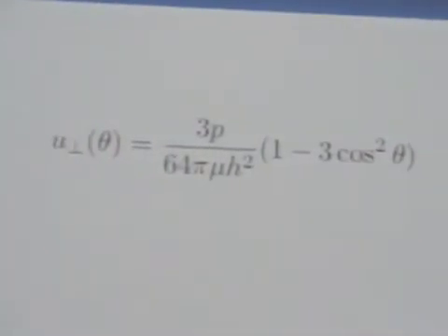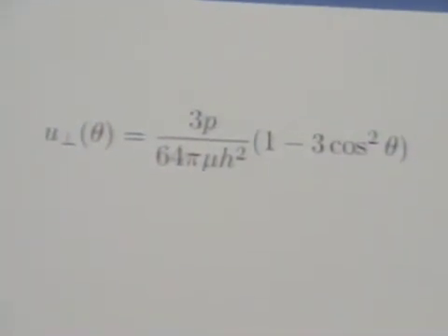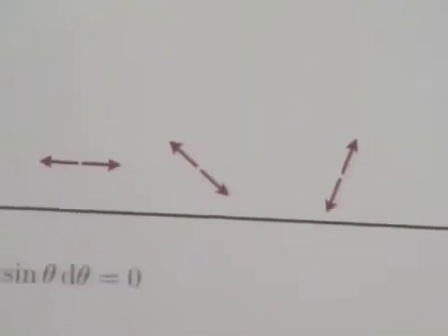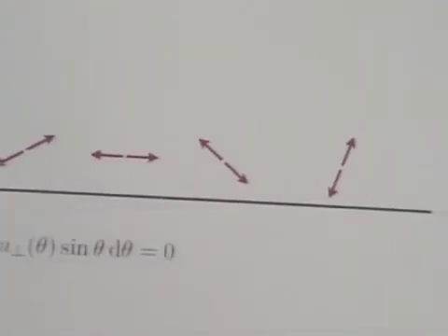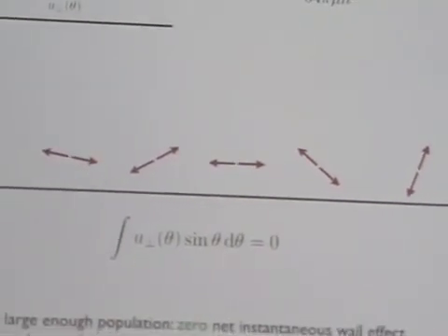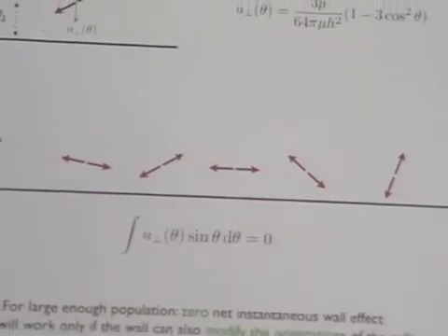Not only that, if you take a suspension of cells, and they're all at the same distance from the wall, h is the same for all of them, but they sample all the different orientations, so they're uniformly distributed in orientation, the net effect of the wall is zero. Okay? The net effect of the wall is zero.